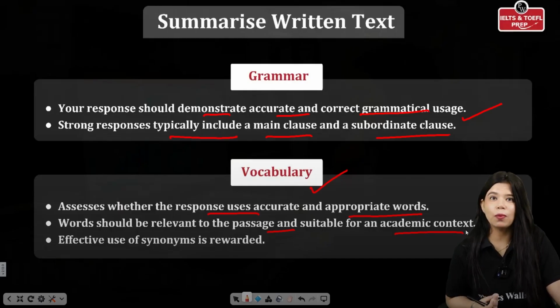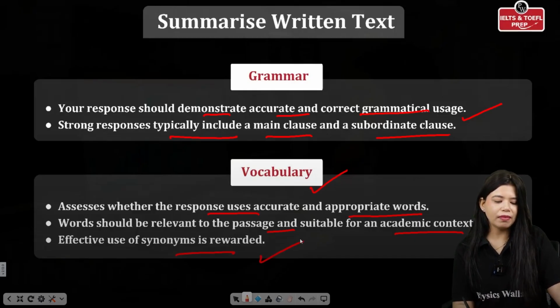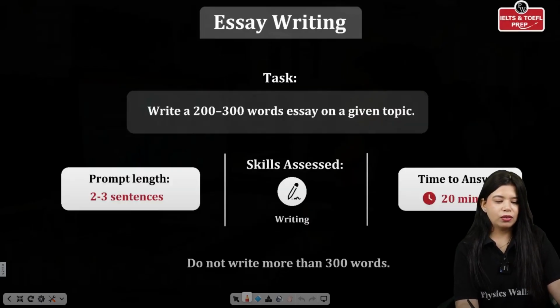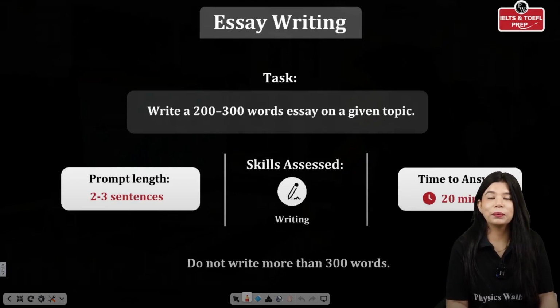So use appropriate words. That's about vocabulary. Effective use of synonyms is rewarded. And also, of course, in vocabulary, your spellings are also checked. That also goes with accuracy. So the next one now is essay writing, the elephant in the room. That's your part 1 question.